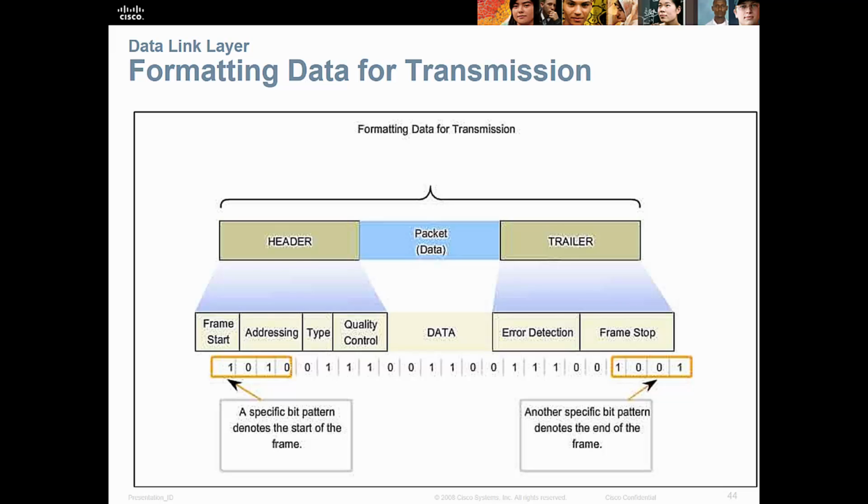So let's look at how we format data for transmission. We take a layer 3 packet and we attach a header and trailer to it. The header starts with a start frame, some addressing, and some other general information, and then it sends it to the data. Then at the very end, we have some type of frame check sequence used for error detection and a frame stop bit.